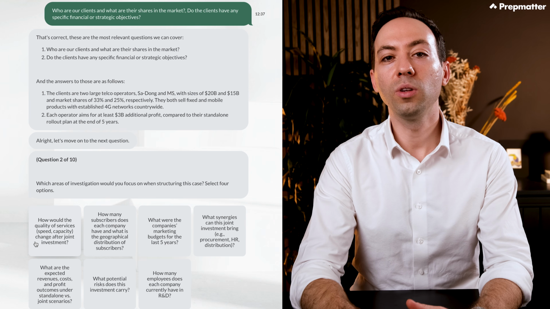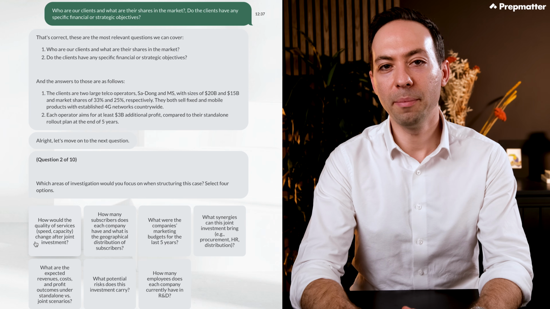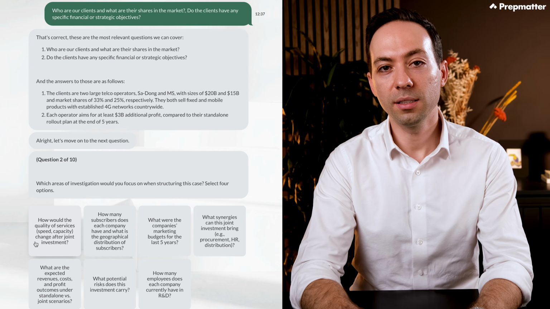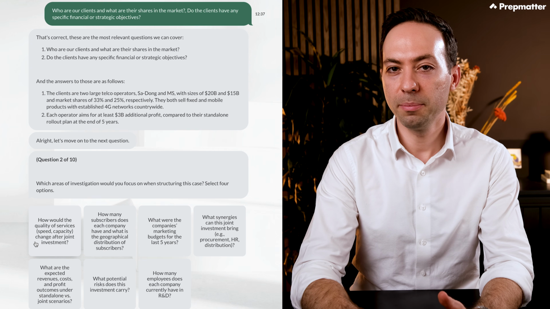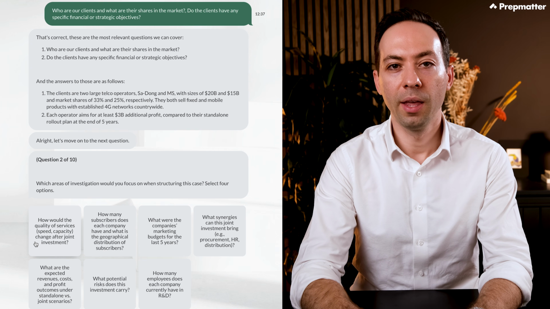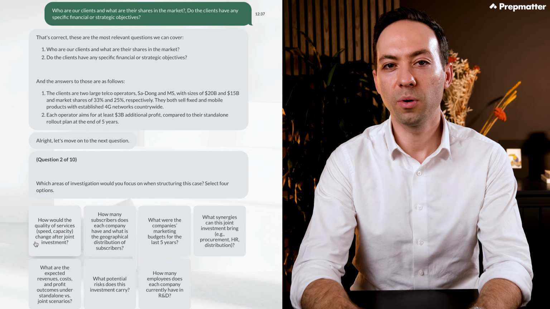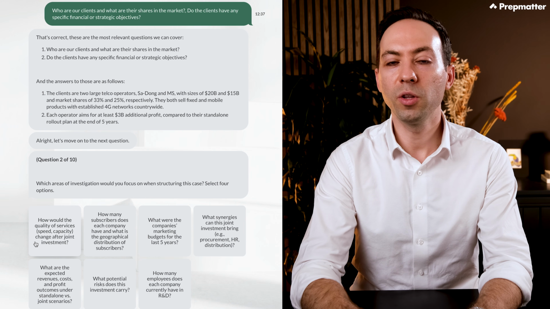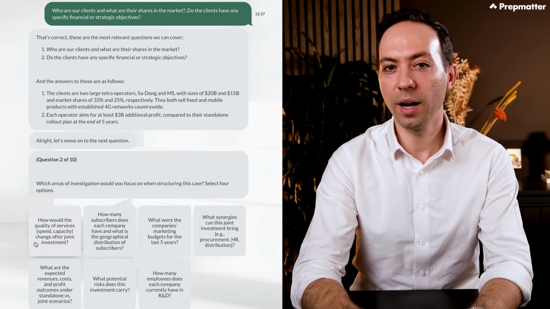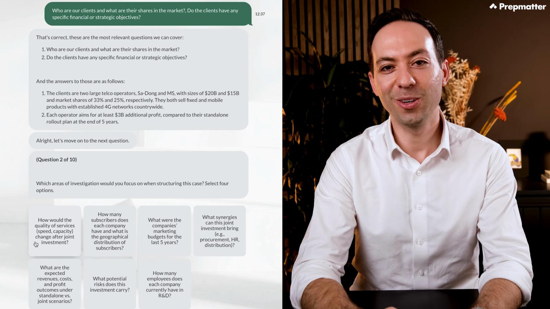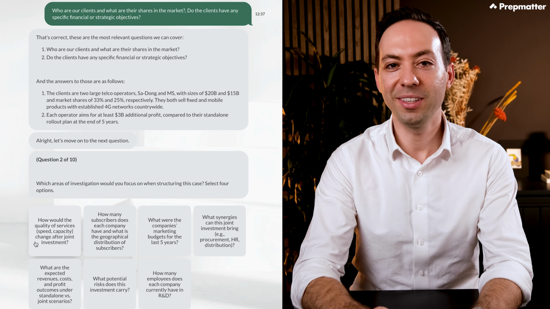The clients are two large telco operators, Standalone and MS, with sizes of $20 billion and $15 billion, and market shares of 33% and 25%. They sell fixed and mobile products with established 4G networks countrywide. In terms of the objectives, each operator aims for at least $3 billion additional profit compared to their standalone rollout plan at the end of the first 5 years.